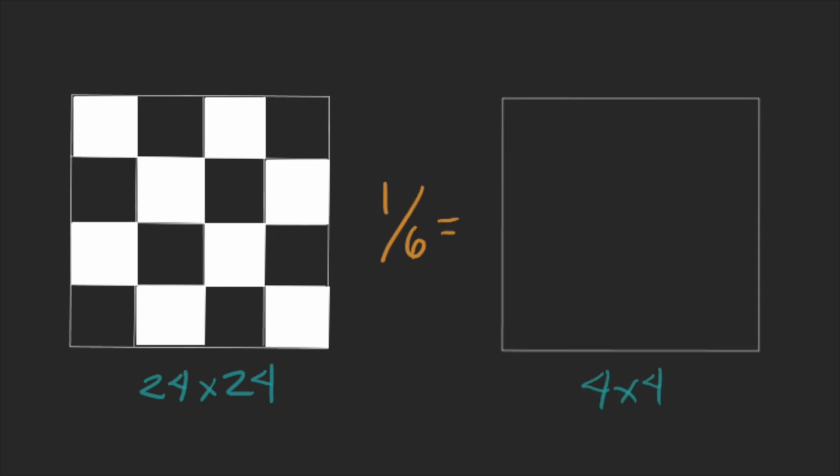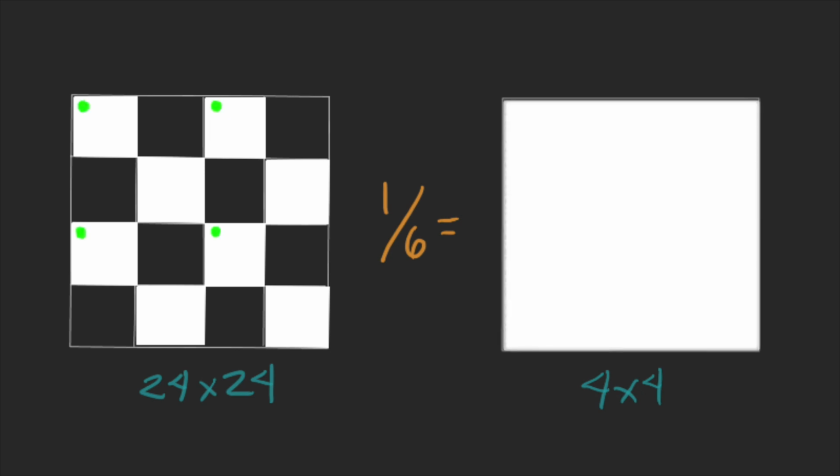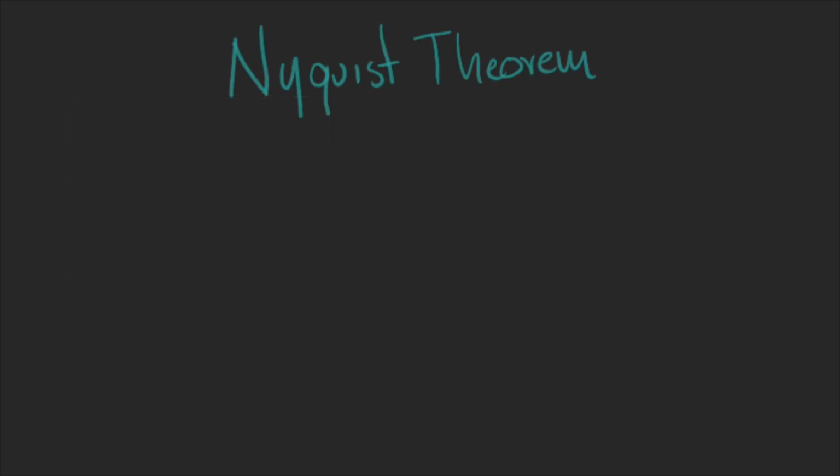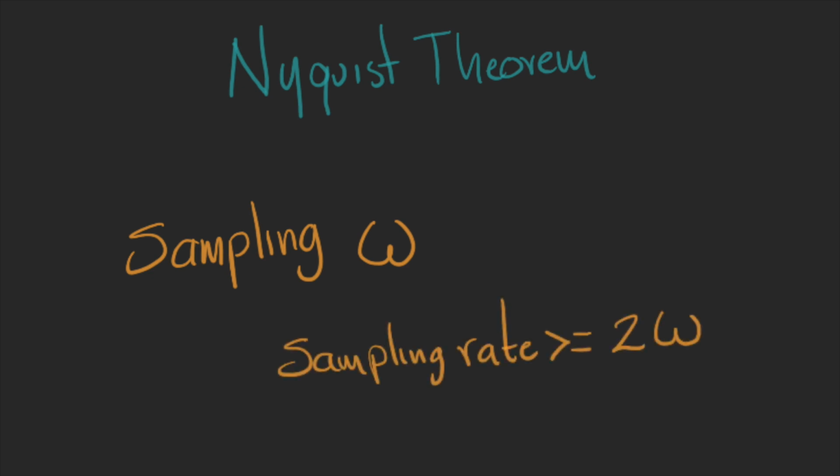Imagine that we want to reduce the image 6 times, and using the same procedure, we have a grid like this. The resulted image will be completely white, because the sampling rate was not adequate. This problem is really common in many different areas of signal processing, and the solution was described first by Nyquist. The Nyquist theorem says that if we want to sample a frequency W, the minimum sample frequency should be 2 times W. Let's see this with a one-dimensional example.